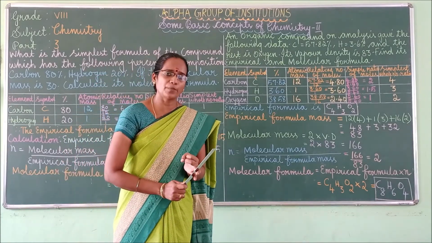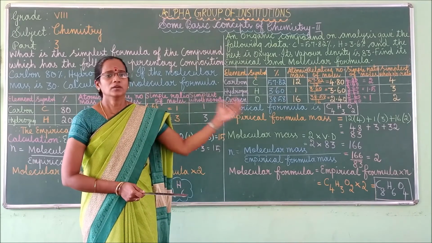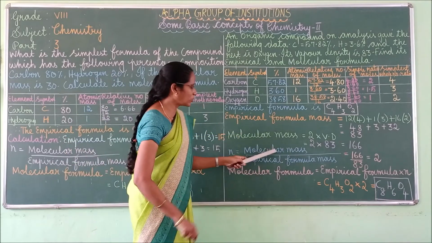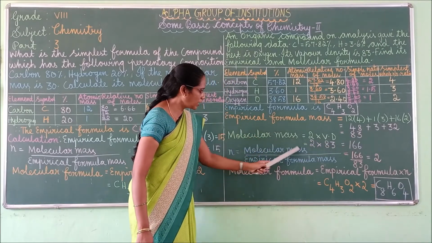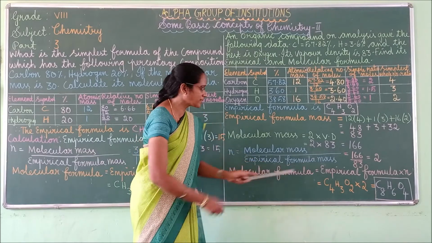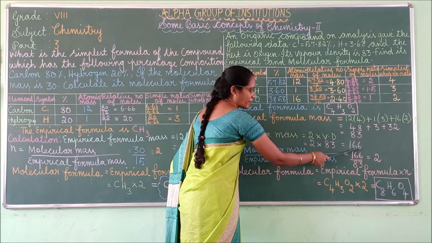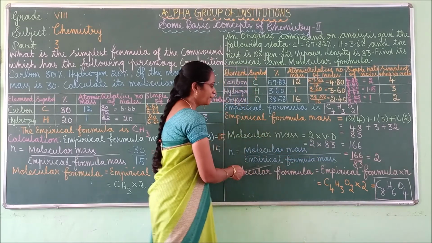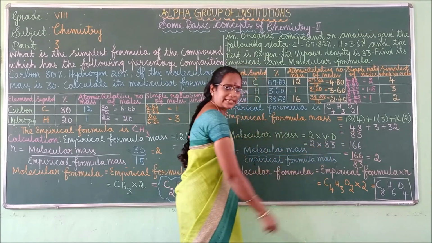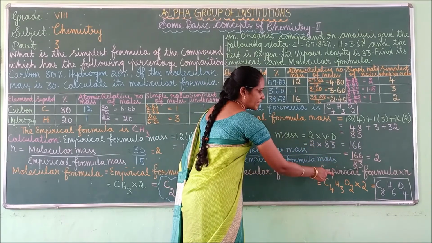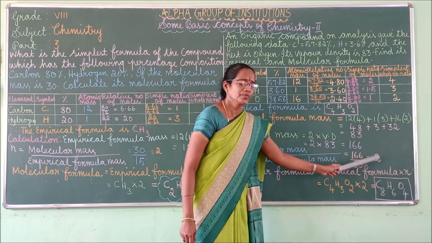Now you know the empirical formula mass. If you substitute this, you will be getting the N value, isn't it? So molecular mass is 166. N is equal to molecular mass by empirical formula mass. What's the empirical formula mass we got? 83, isn't it? So 166 divided by 83, you will be getting the N value 2.